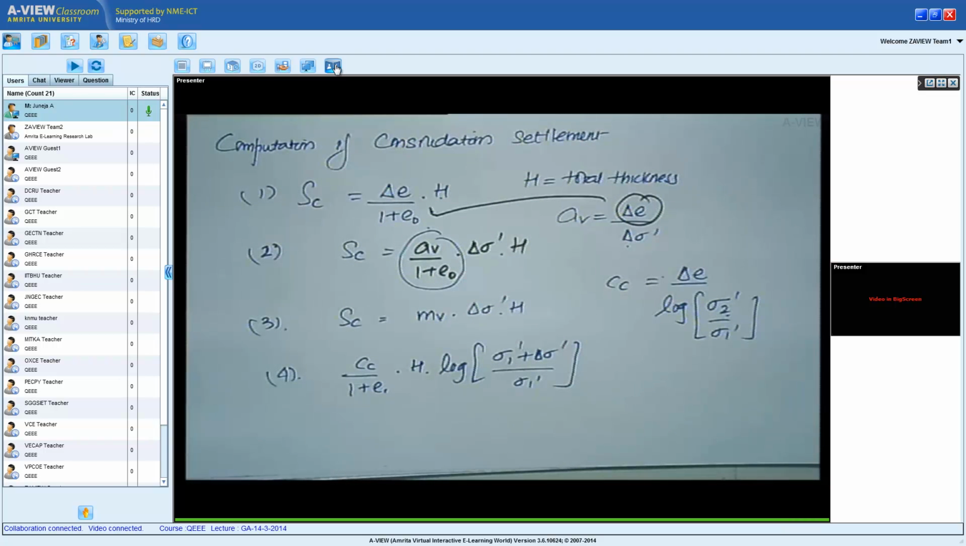I think we stopped somewhere here, when we had to look at Terzaghi's one-dimensional consolidation theory. So I'll go back to the slides, the PPTs which were uploaded last time.